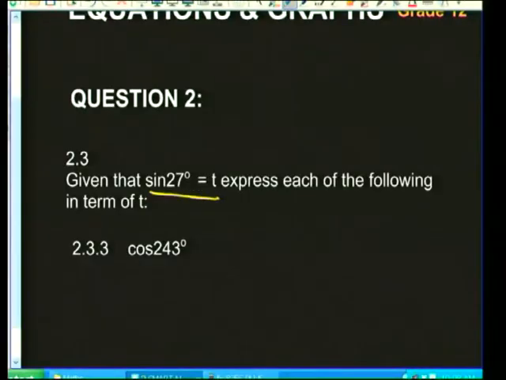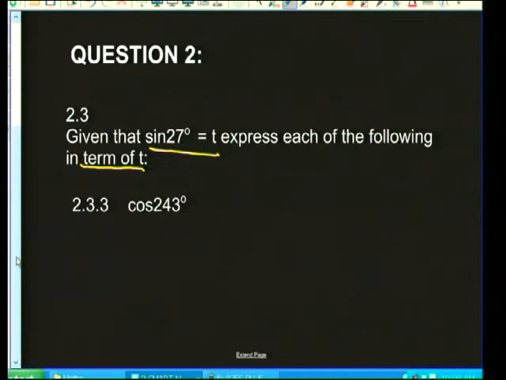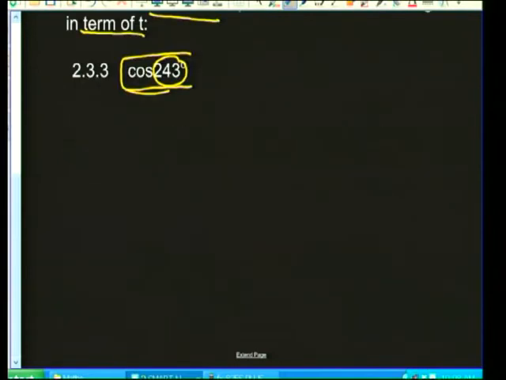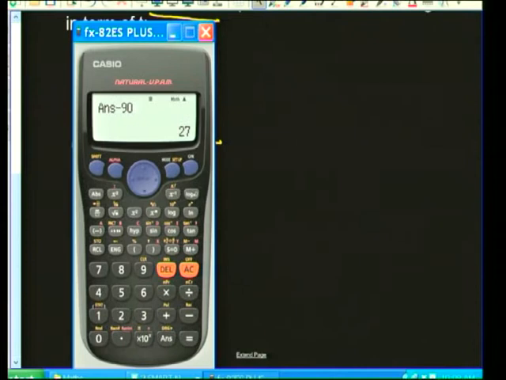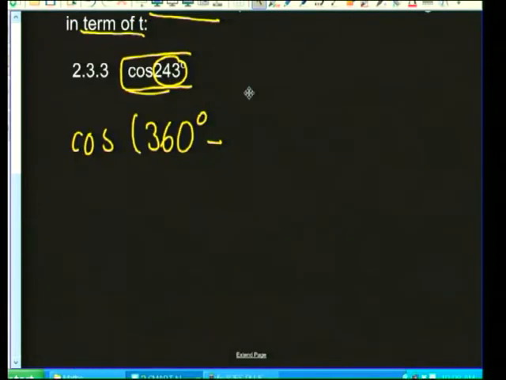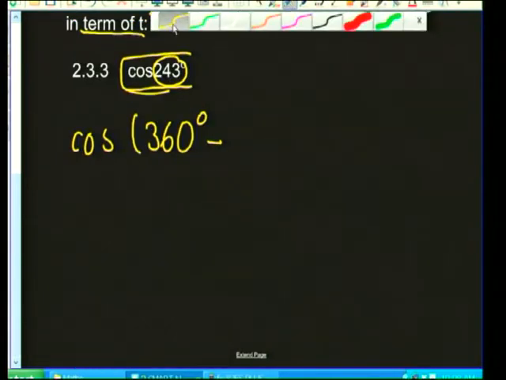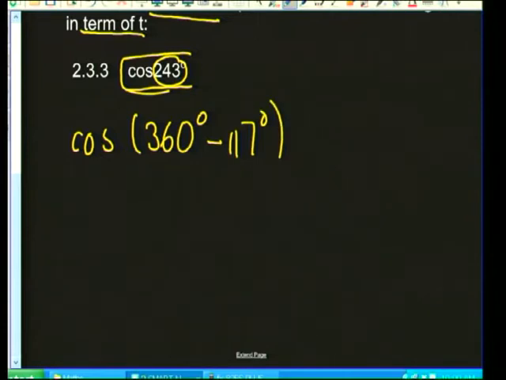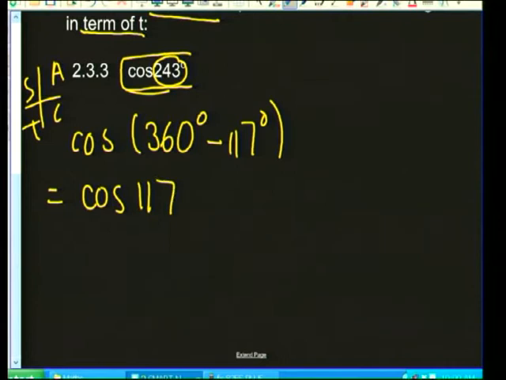Given that sine 27 is equal to t, express each of the following in terms of t. Cos 243. Now this 243, we have to reduce it first. So that we can say cos 360 minus, let's just go to our calculator and check that. So 360 minus 243 is 117. Remember, cos is positive in this quadrant, so it will be positive cos 117 degrees.